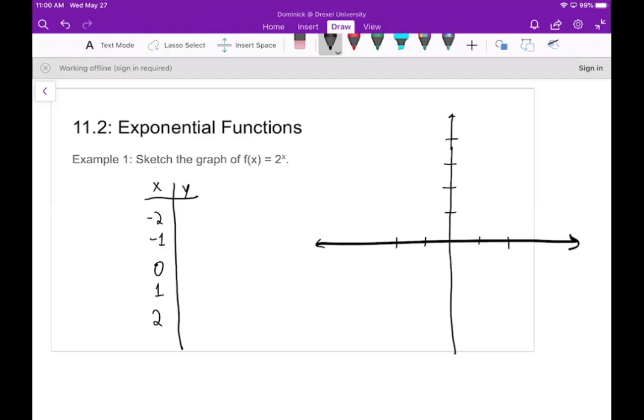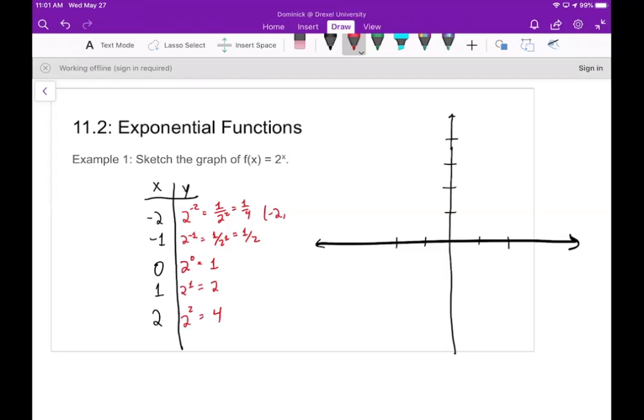Okay, so for example, if we plug in -2, we're going to get 2 to the -2. Well, by our negative exponent rules, this is 1 over 2 squared, which is 1/4. If we plug in -1, we get 2 to the -1, which is 1 over 2 to the first, which is just 1/2. If we plug in a 0, we get 2 to the 0, and anything to the 0 power is 1. If we plug in 1, we get 2 to the first, which is 2. And if we plug in 2, we get 2 squared, which is 4.